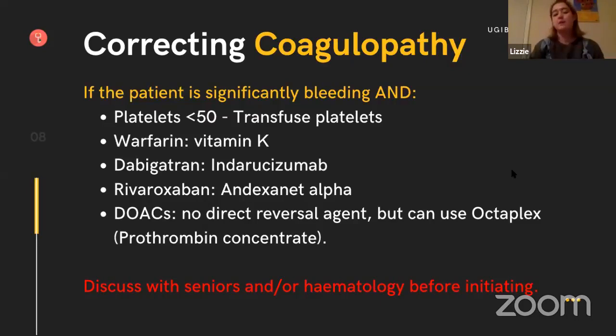But again, you would not be expected to start any of this management without senior discussion, or at least talking to haematology about it. I don't think you really should be doing interventions like this at anyone's stage until you get to med reg level, and these decisions can be balanced. So please don't start prescribing andexanet alpha because I told you to. But it's good to be aware of, actually, are there reversal agents for these medications? Do I need to have a look at the drug chart? Is there anything else I can reverse, or that I need to be thinking about that could be exacerbating my situation?